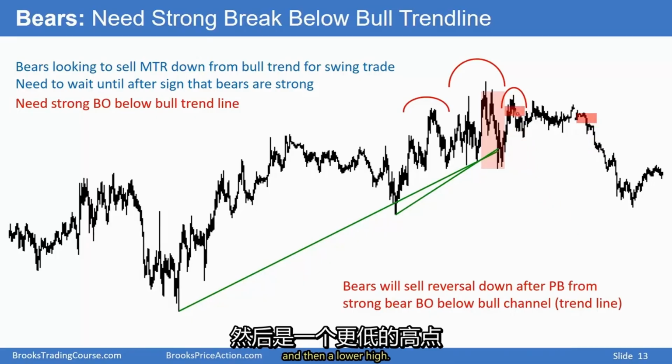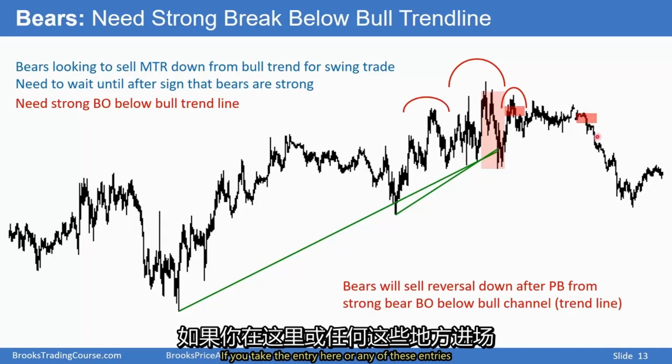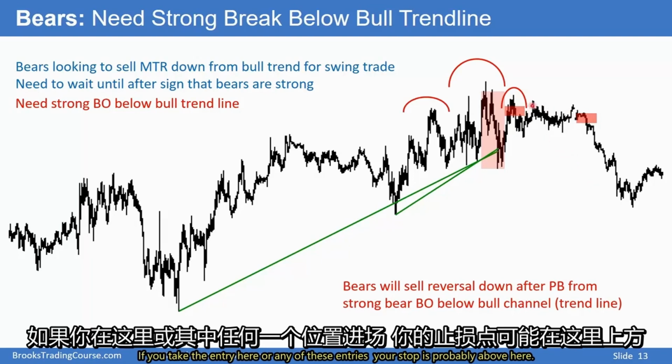Sell below here, another lower high here. We have a triangle here. We get a little bear breakout on that gap down, and then a lower high. These are swing entries. The probability of getting a swing trade may be 40%. If you take the entry here, or any of these entries, your stop is probably above here, maybe even above here.